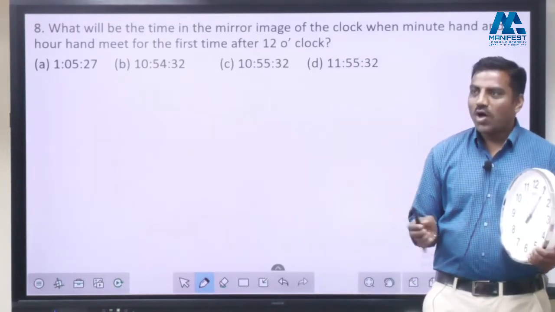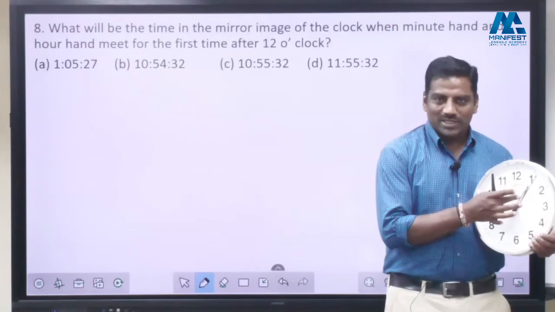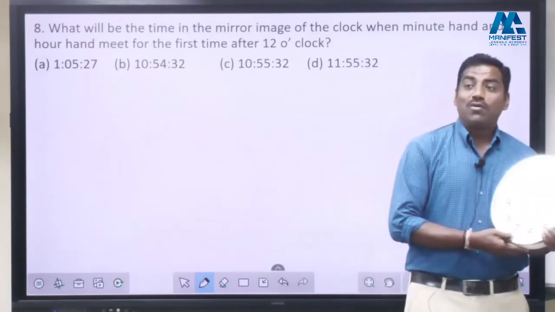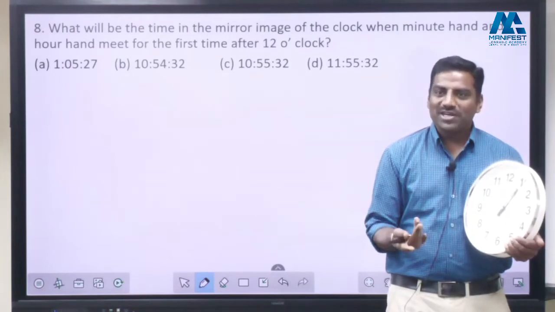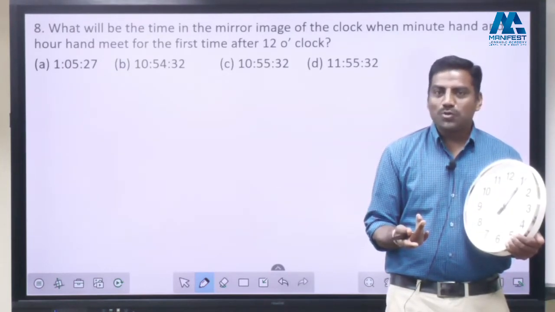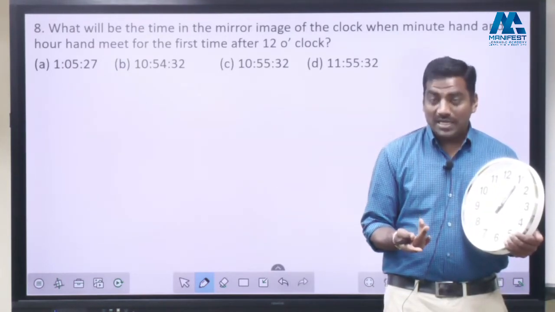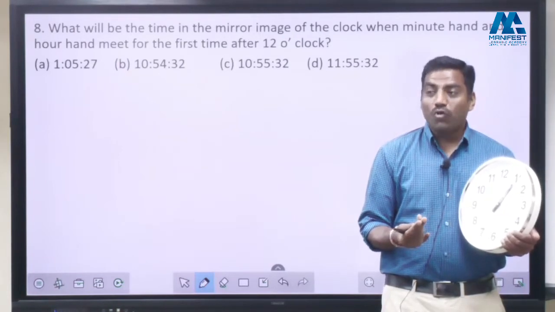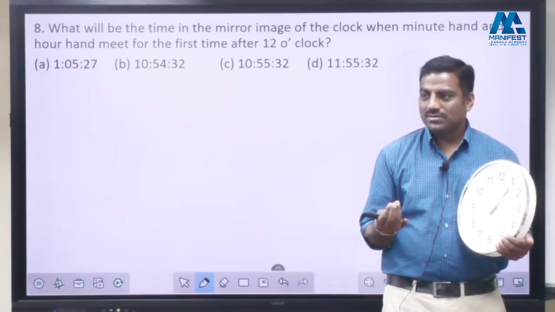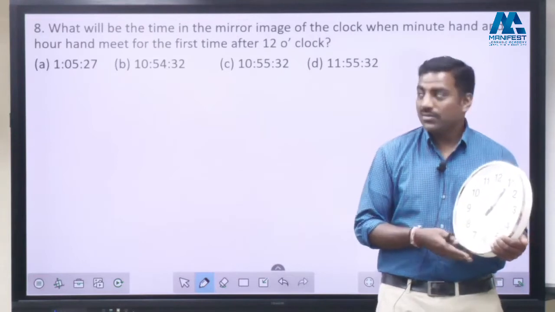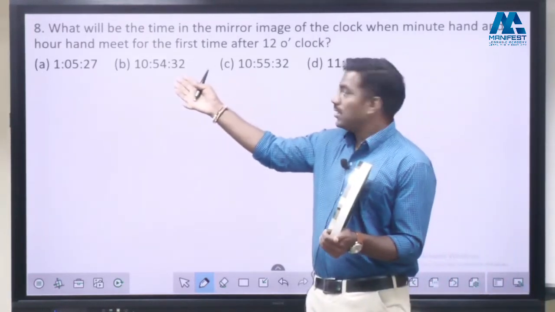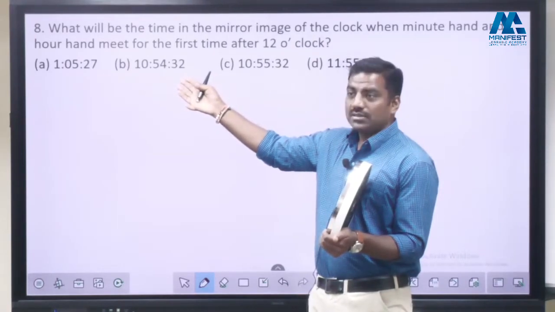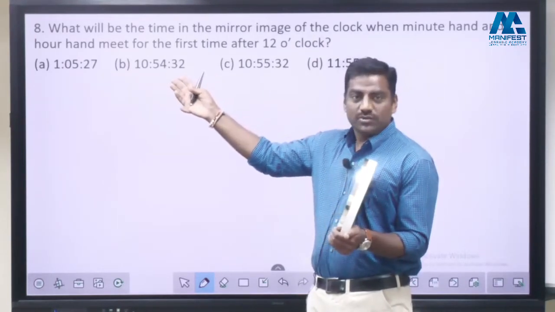Or do one thing, you find out this one. This is what? 1 hour, 5 minutes and 27 seconds, right? Get the mirror image of that one. So it will be close to what? 10 hours, 54 minutes and few seconds, or somewhere close to that. So where is that? This one? Yes? 10, 54, 32? Yep.